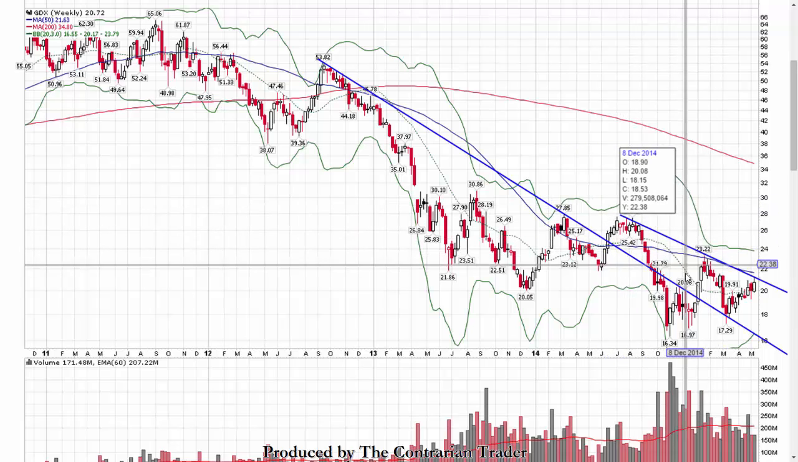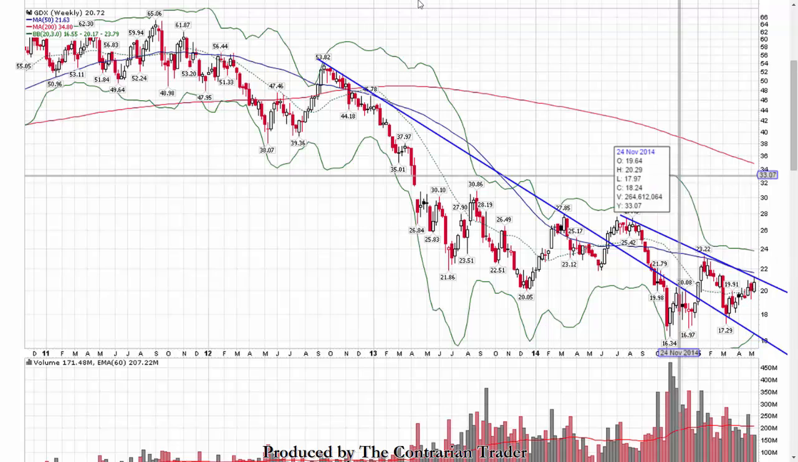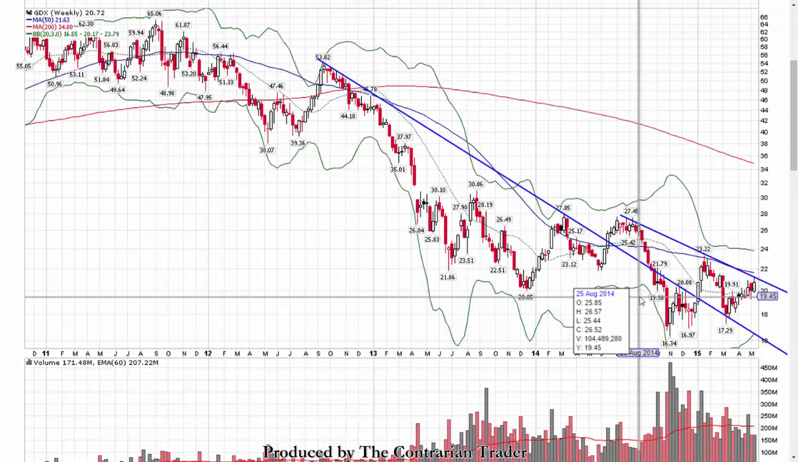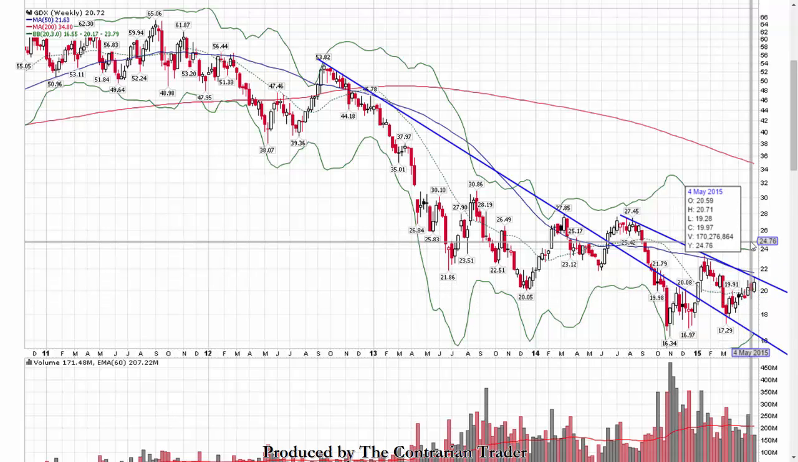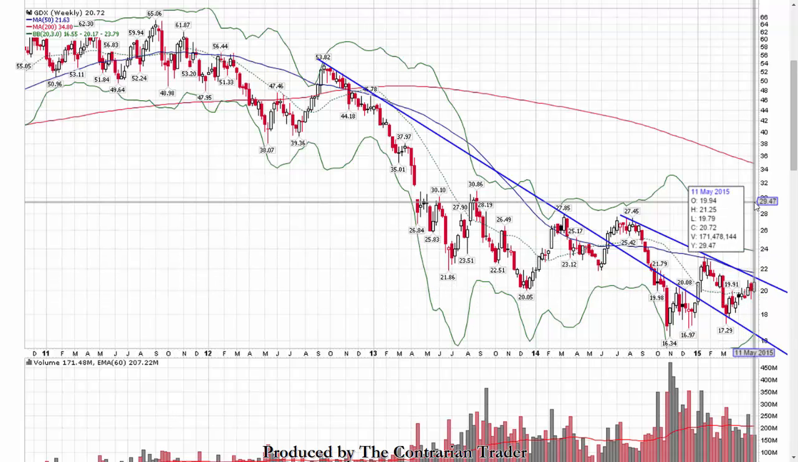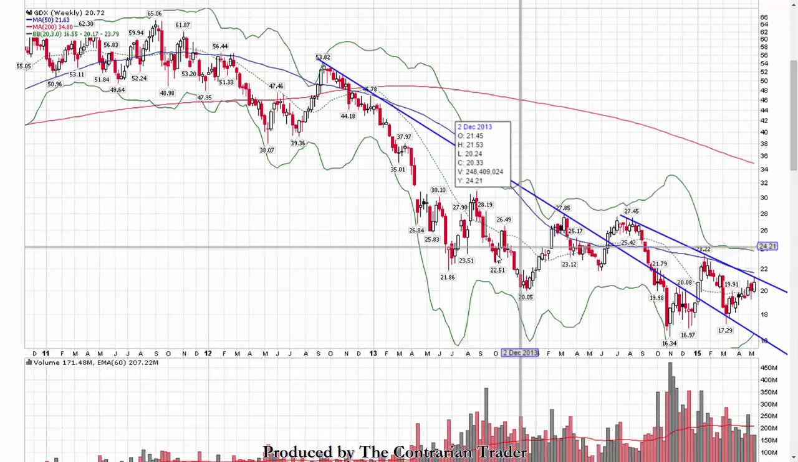Now we are in a new trading range. We broke out of this long-term downtrend. Now what we're struggling to do is break out to make higher highs. And I think that we're probably going to do it in the coming weeks.